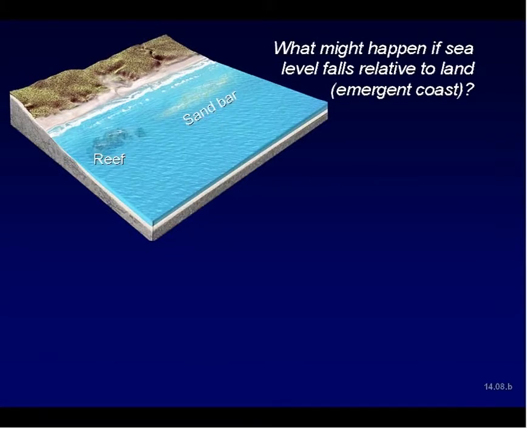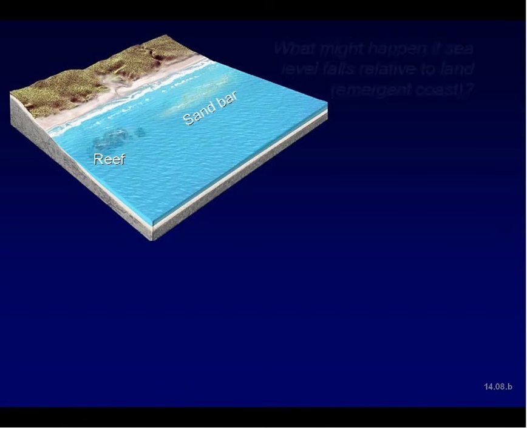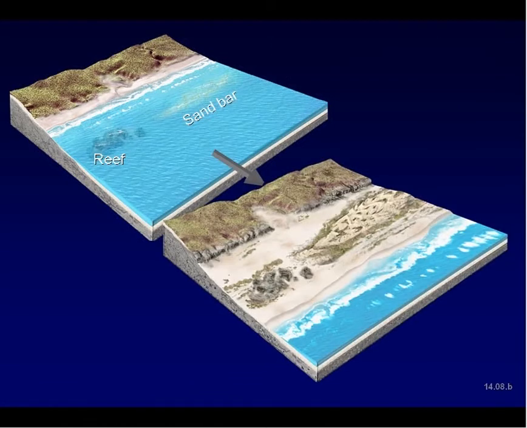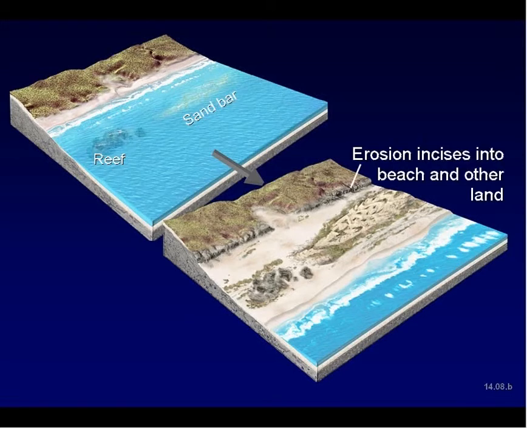So let's look at the opposite of this now. We've now got an emergent coast. So what's happening if sea level falls, and what sort of features and processes are we going to expect as a result of that? We can do the same thing again. So here we've got our emergent coast, and the aspects to consider here are firstly erosion.